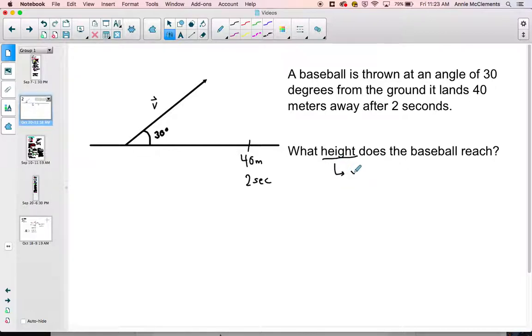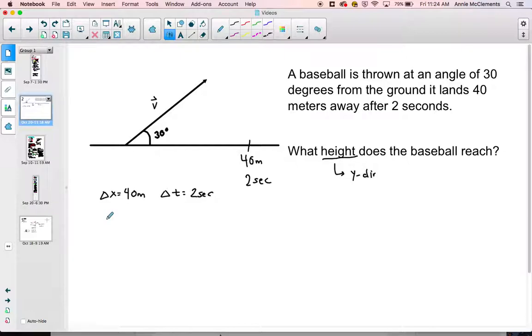This height is something in the y direction. So we're given information about the x direction, but we want to know something about the y direction. The first step here is to see what we can figure out given what we have. We're given the change in position in the x direction is 40 meters, and the change in time to travel that distance, 2 seconds.